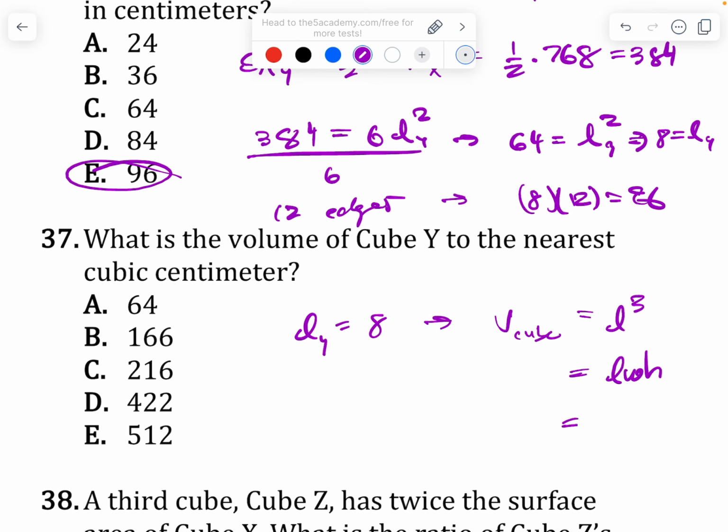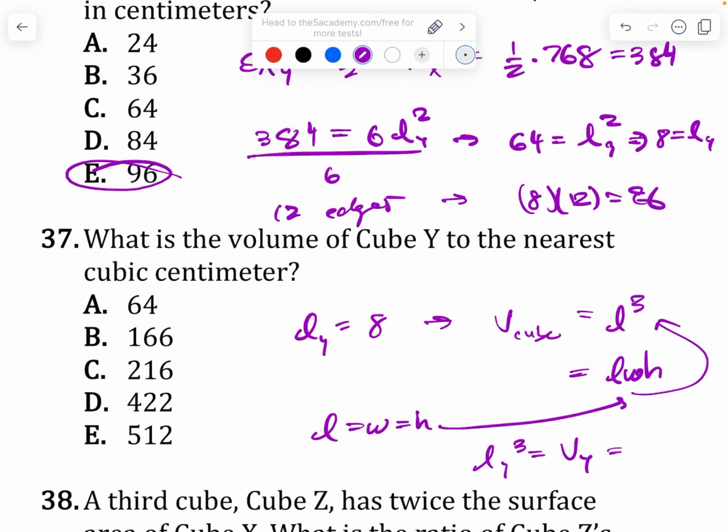But since length is equal to width is equal to height, because it's a cube, all the edge lengths are the same, you could just write it as this. Okay? So Ly to the third is going to give me Vy. That's going to give me 8 to the third, which is going to be 512, I believe. Let's just double check that. And that's the answer.